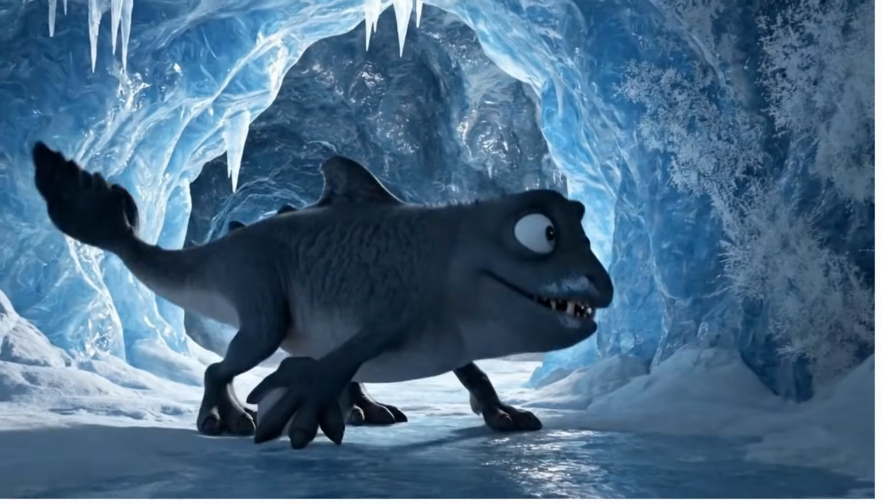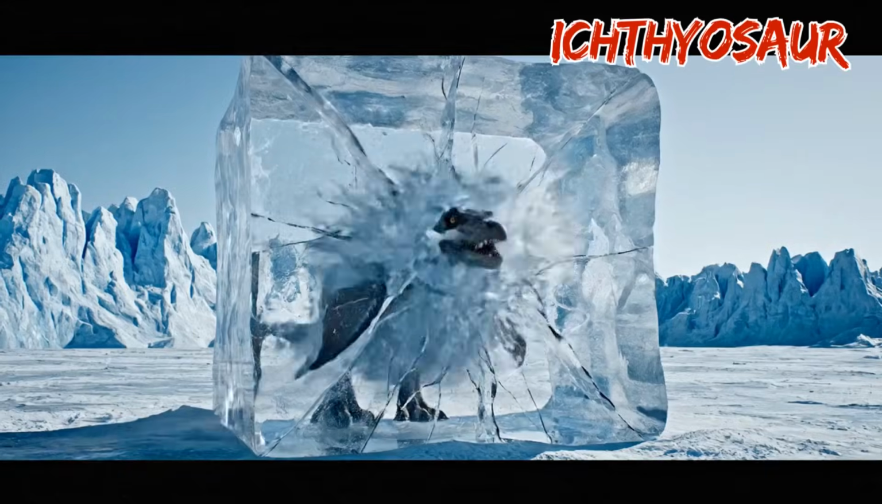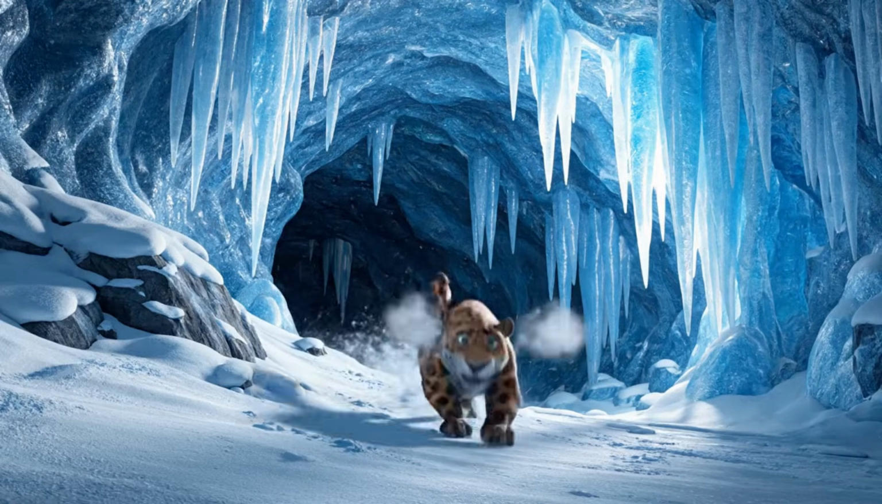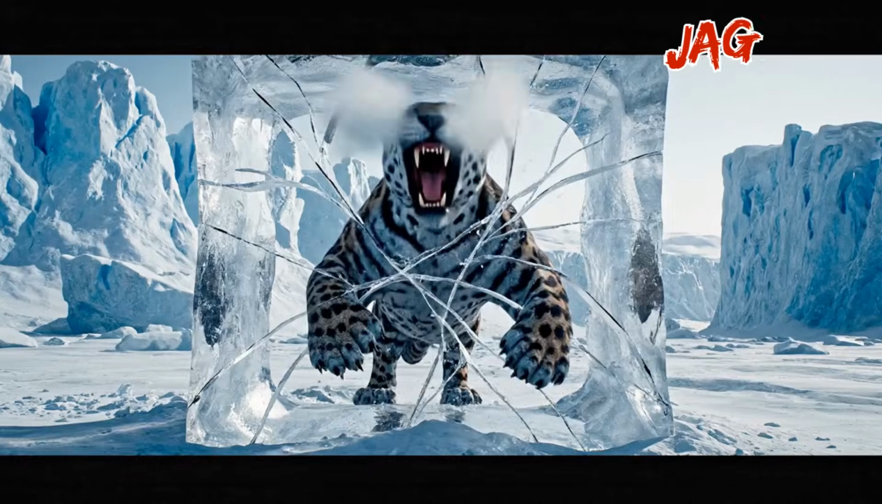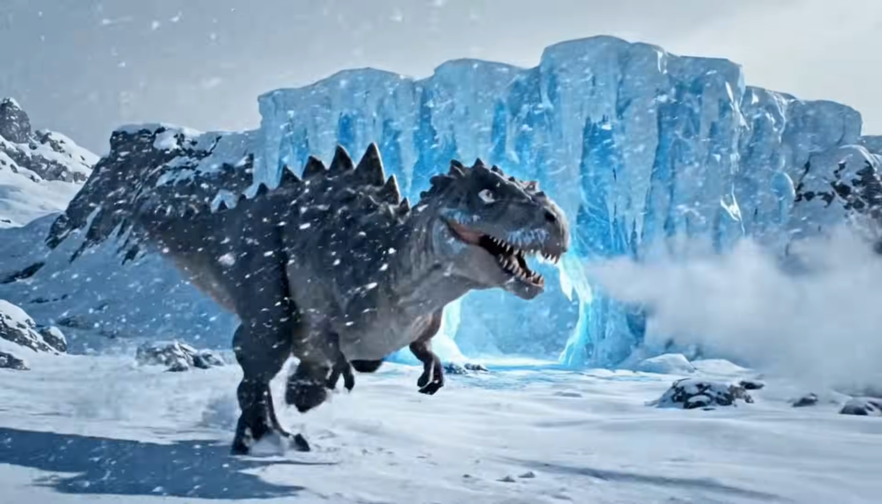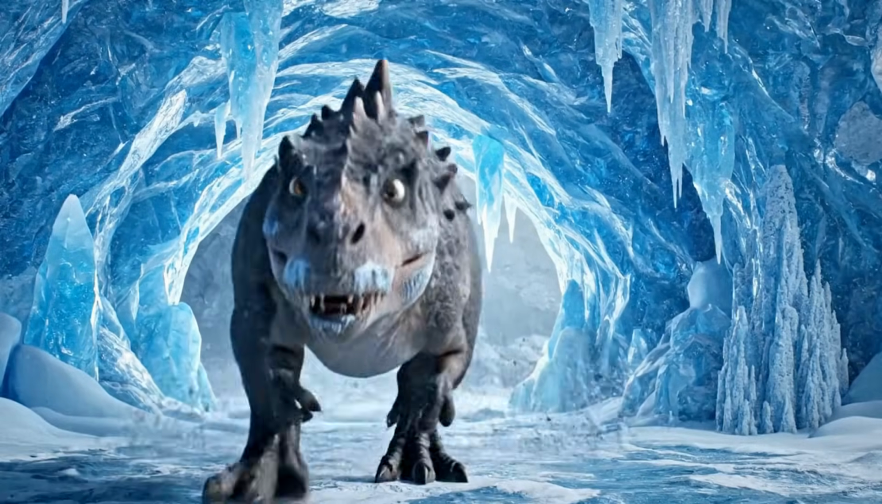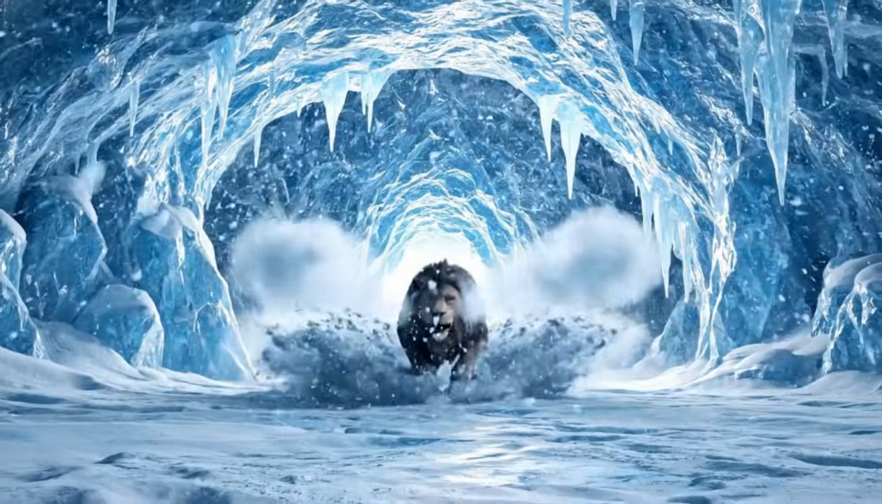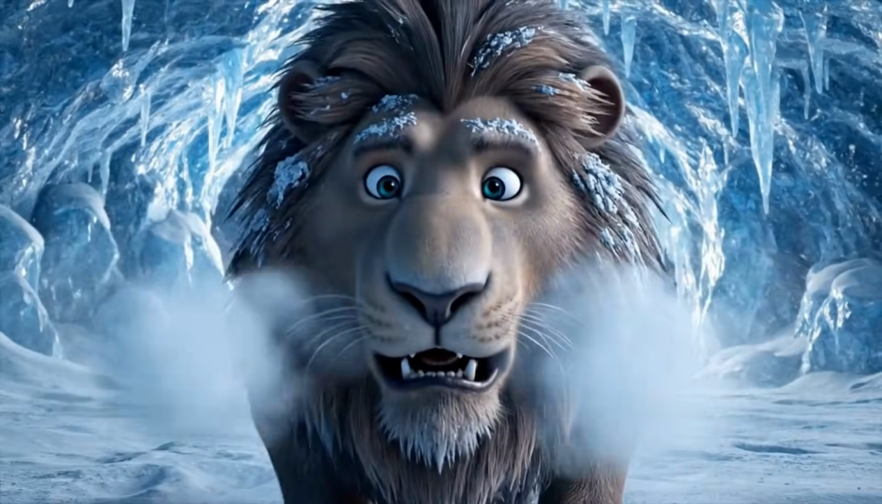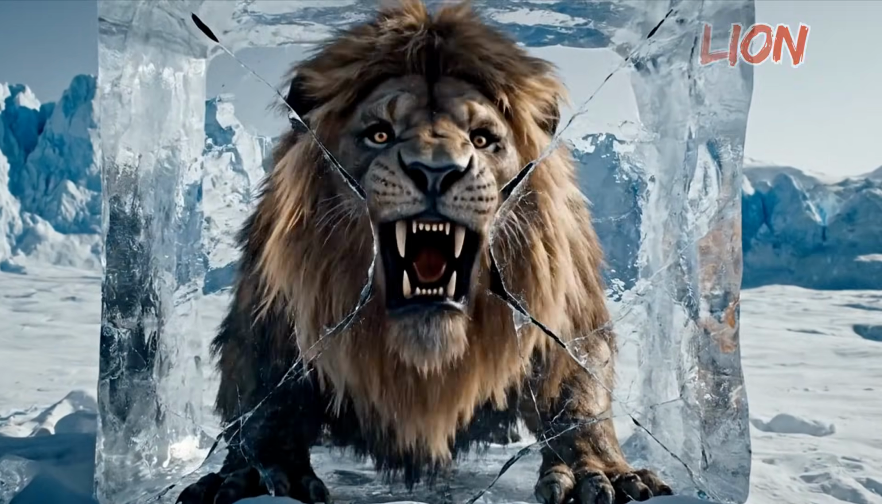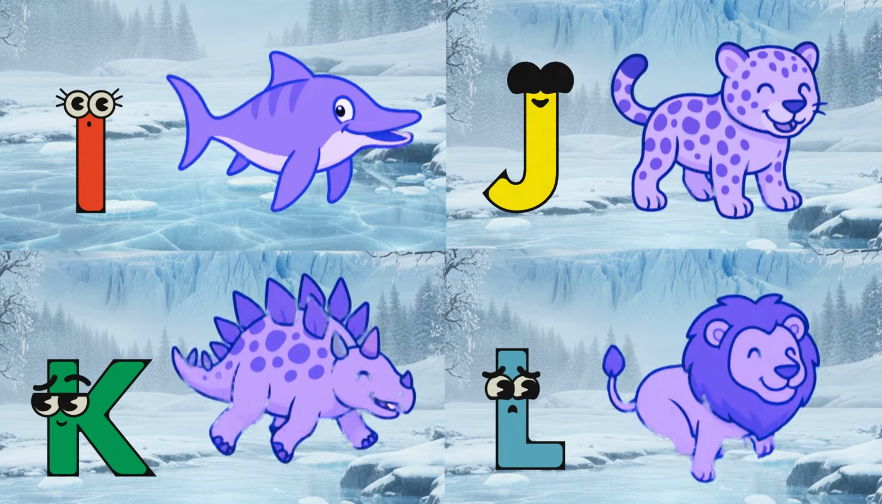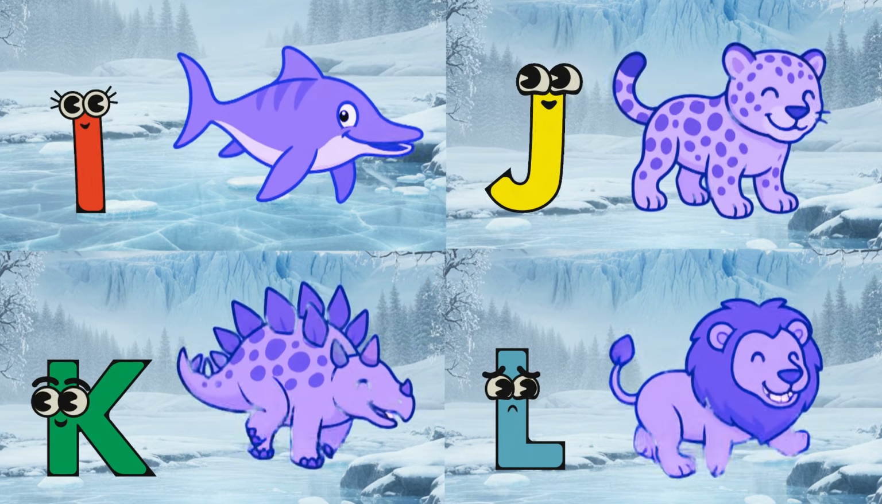I is for ichthyosaur, splash, splash, splash. J is for jaguar, snarl, snarl, snarl. K is for kentrosaurus, stomp, stomp, stomp. L is for lion, roar, roar, roar. I, J, K, L, Prehistoric Safari animals.